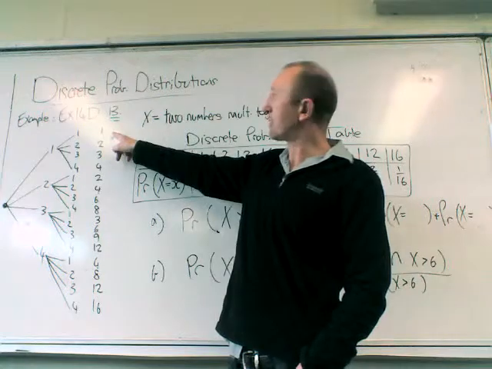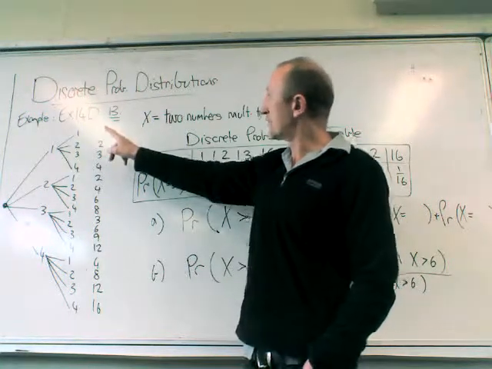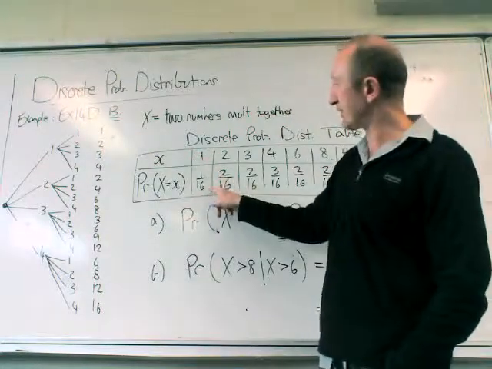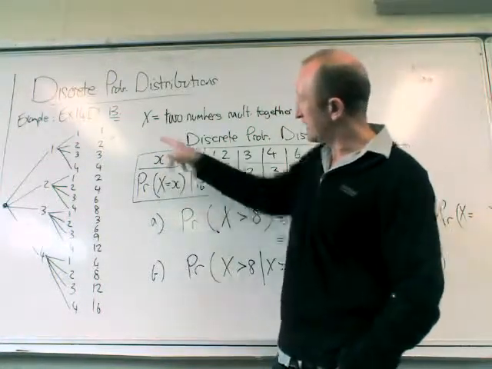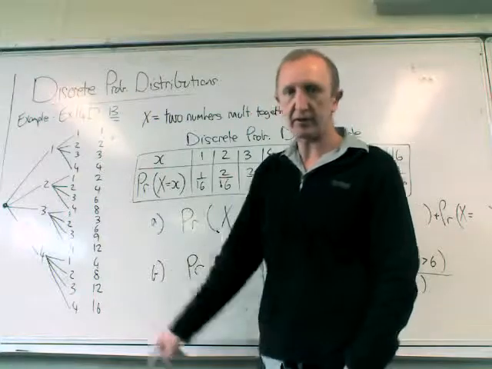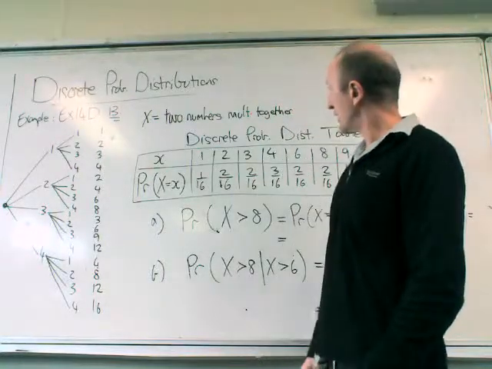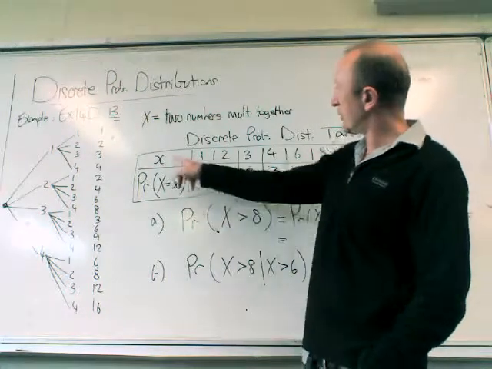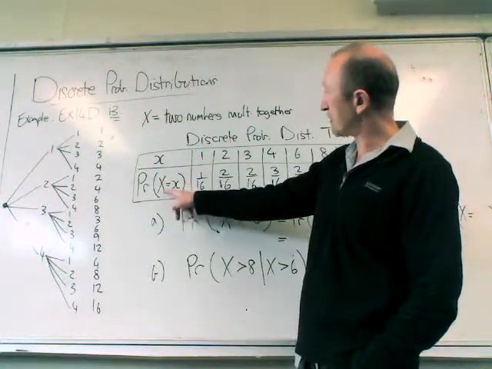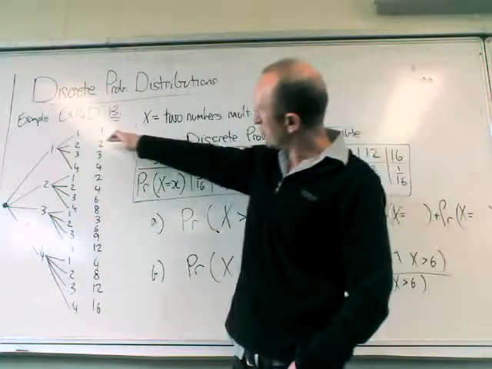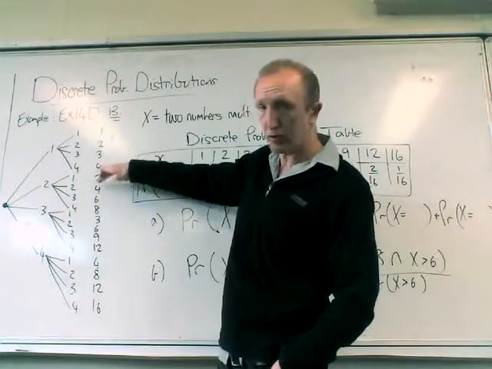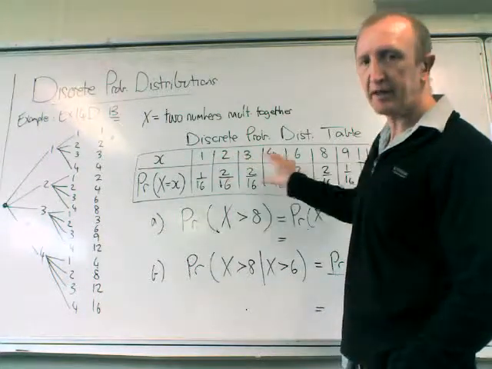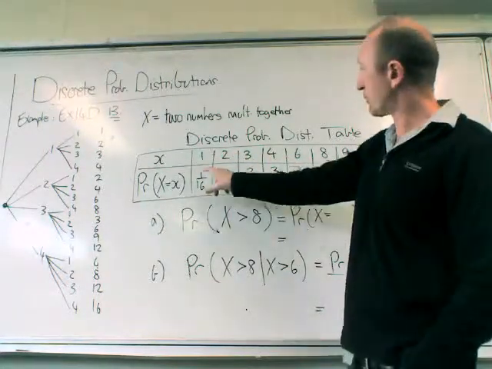So the probability of the product being a 1 is 1 out of 16. I've worked out that there are 16 outcomes. If I add all those up, there are 16 different things that can happen. So 1 out of 16. The probability that when you multiply 2 numbers together you get a 2: there are actually 2 times you can get a 2. You can get a 1 times 2 or 2 times 1. So 2 out of 16. All I've done is complete this table of all the different probabilities.